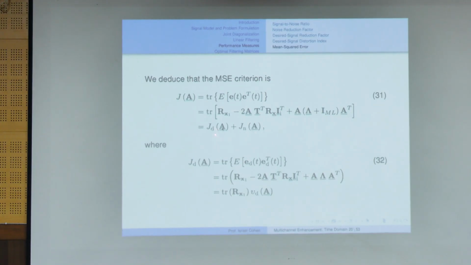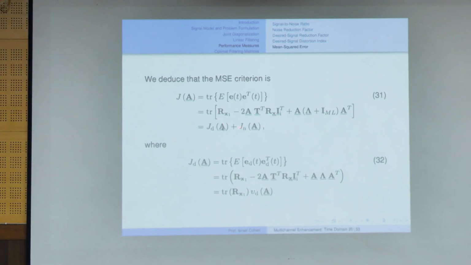So we want to minimize both. We want to get as small as possible distortion and as small as possible residual noise. But of course, we cannot: if we try to minimize one, the other one will increase. If we try to minimize the noise, the distortion will increase. One comes at the cost of the other. So for the MSE, we try to minimize their sum. And then we get the Wiener filtering matrix.